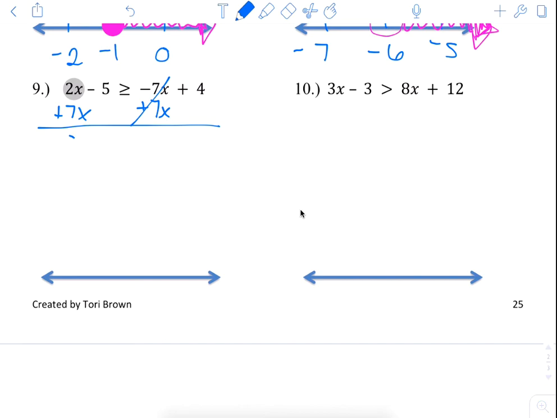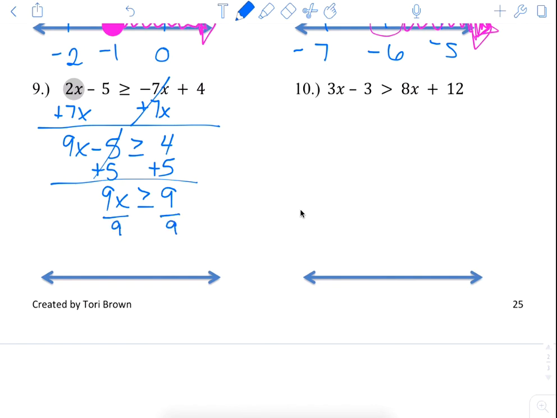So if I do that, I have 9x minus 5 greater than or equal to 4. All right, how am I going to cancel out the 5? I'm going to add it to the other side, or add it to both sides actually. Keeping the sign the same, I'm not flipping it. I haven't multiplied or divided with a negative. Okay. Get rid of the 9, I need to divide by 9. What I do to one side, I do to the other. My answer is going to be x is greater than or equal to 1.